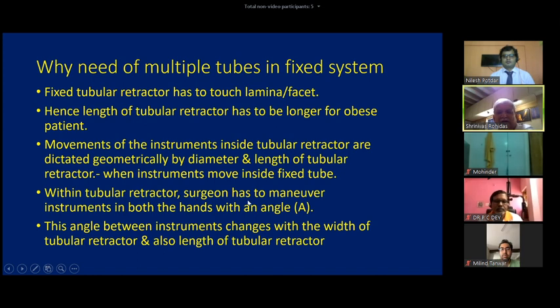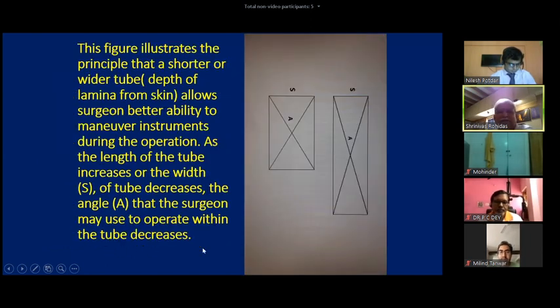Within the tubular retractor, the surgeon has to maneuver instruments in both the hands with an angle A. I will show you the diagram in the next slide. This angle between the instruments changes with the width of the tubular retractor, and also with the length of the tubular retractor. You can appreciate here, this is the width of the tubular retractor and this is the length of the tubular retractor. And this is the angle in between the two instruments. If the patient is obese and the tubular retractor is longer, the angle becomes acute.